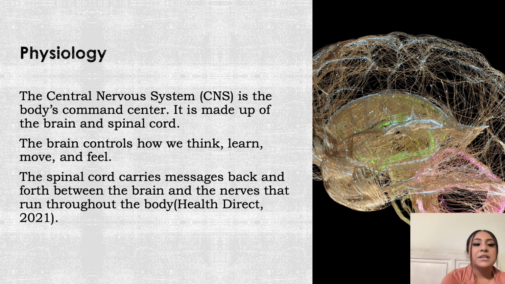Physiology. The central nervous system is the body's command center. It is made up of the brain and spinal cord. The brain controls how we think, learn, move, and feel. The spinal cord carries messages back and forth between the brain and the nerves that run throughout the body.